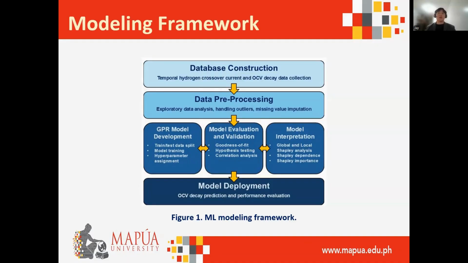It starts with the database construction wherein temporal hydrogen crossover current and OCV data are collected. Next, they are pre-processed via conducting exploratory data analysis, handling outliers, and imputing missing values. And then side by side, GPR model development, model evaluation, validation, and interpretation have been carried out. And lastly, the model was deployed to check its prediction performance and evaluate the results.